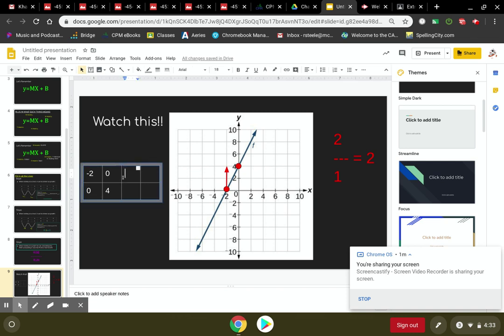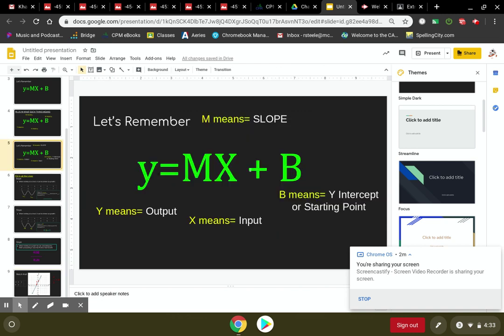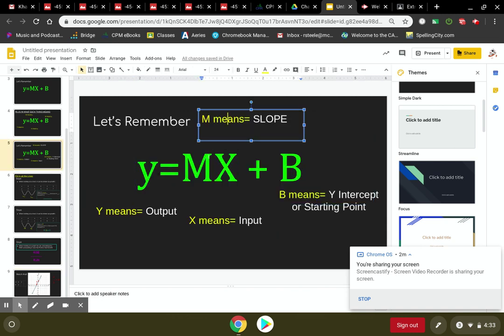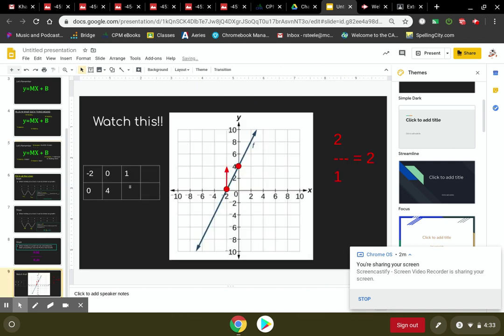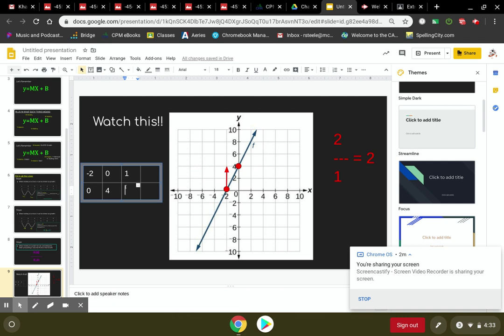It helps because once I have that, I can fill in the rest of my chart. I know that 1 is going to be the middle. It's going to be my growth, which in this case is 2, because the slope and the growth are the same thing. When I go back to this line, this m means slope, and we also know it means growth, which we learned at the beginning of the year. So my growth is 2. If this is 4, this is going to be 6.